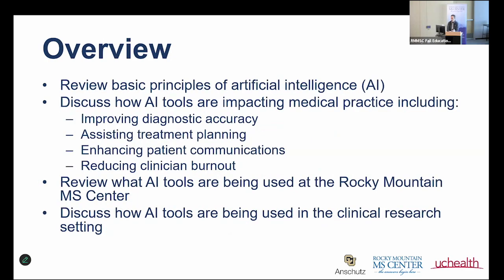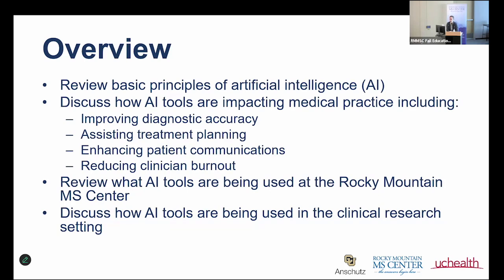So I think our goals are really to review some really basic principles of AI, and then to discuss how AI tools are impacting medical practice with a specific focus on MS. And so we're going to talk a little bit about improving diagnostic accuracy. We're going to talk about how this might help with treatment selection. We're going to talk about patient communications, clinician burnout, and then some specific tools that those of you that are followed here as patients might be interacting with in an increasing way, whether that's from your Epic messaging with your doctors or with your MRIs.